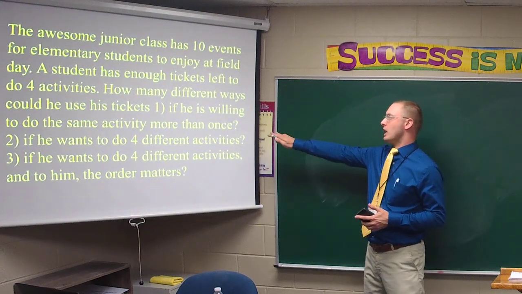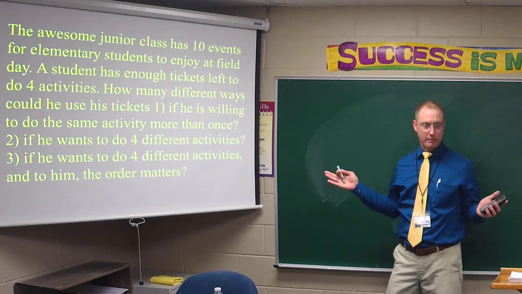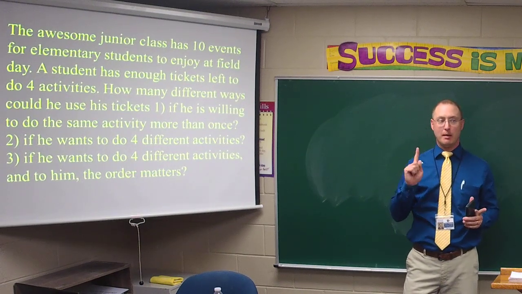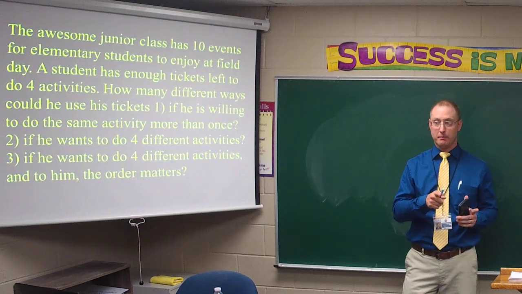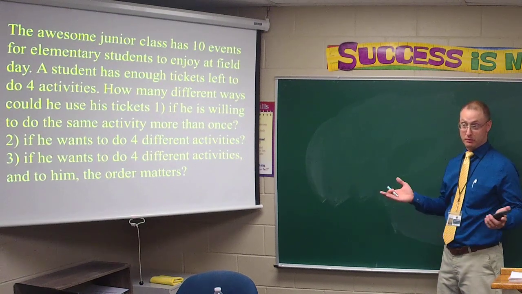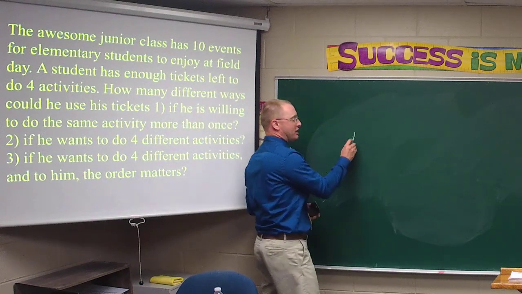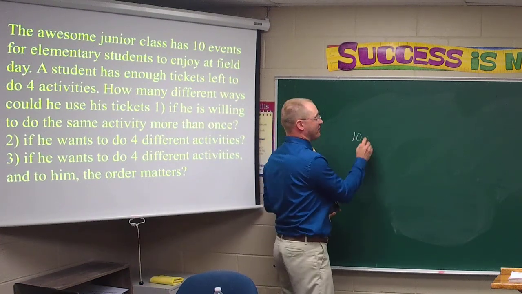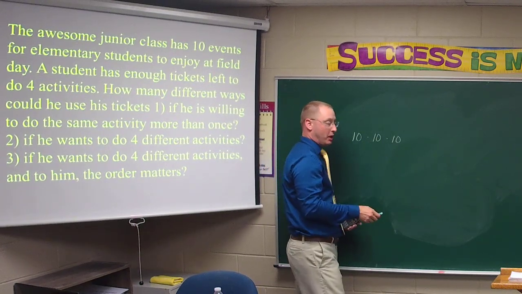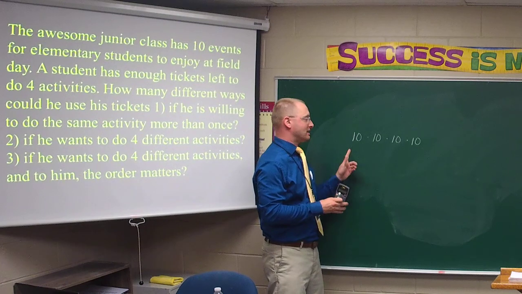When you see more than once, class, you know we're going to do what? Just basic counting, just multiplying, right? Now here's the question. Is it 10 times 4, or is it 10 times 10 times 10 times 10? Ten times 10 times 10 times 10. Because the first activity he's going to do, there's 10 things he could choose from, right? Then he's going to do another activity. He still has 10 to choose from because he's willing to redo the same activity more than once. Then the next activity, there's still 10 to choose from. And on the final activity, he still has 10 to choose from. Does that make sense? So 10 times 10 times 10 times 10.